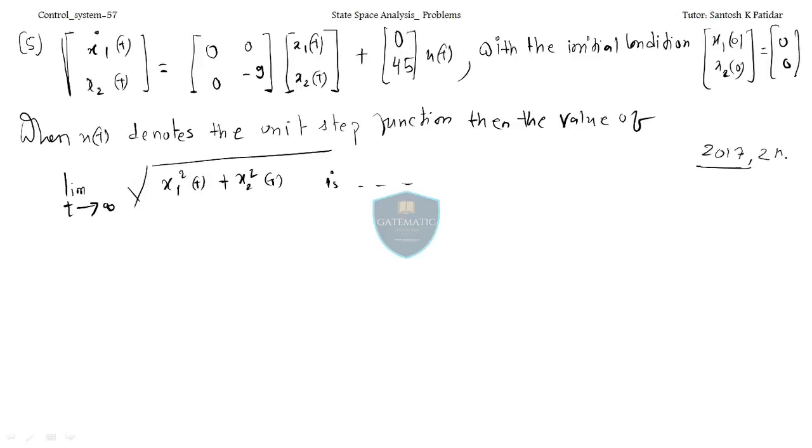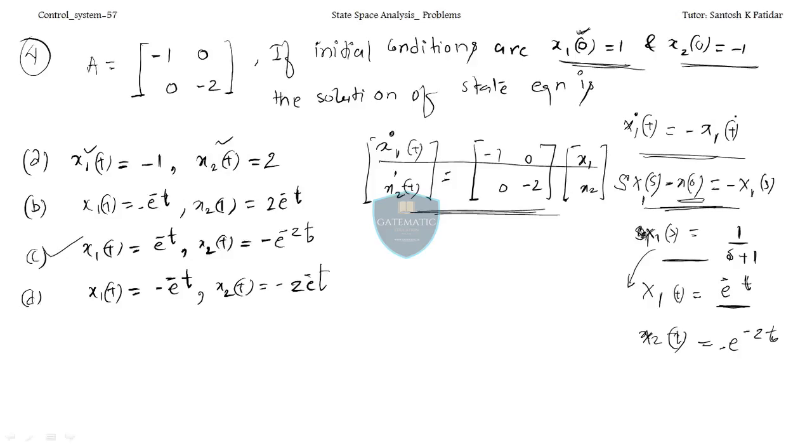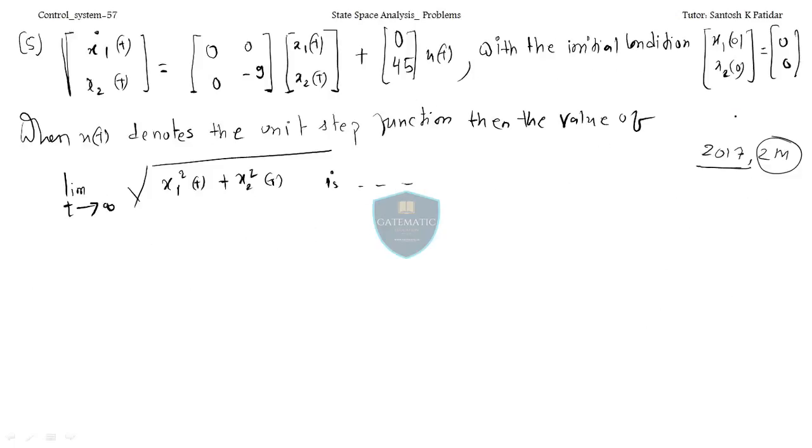2017, 2 marks question. Again, whatever we have done, this question is from 2014. This is the 2017 question. See the twist. This state space equation is given, with the initial conditions. When u(t) denotes the unit step function, the input u(t) is given as a unit step function, then find the value of this.